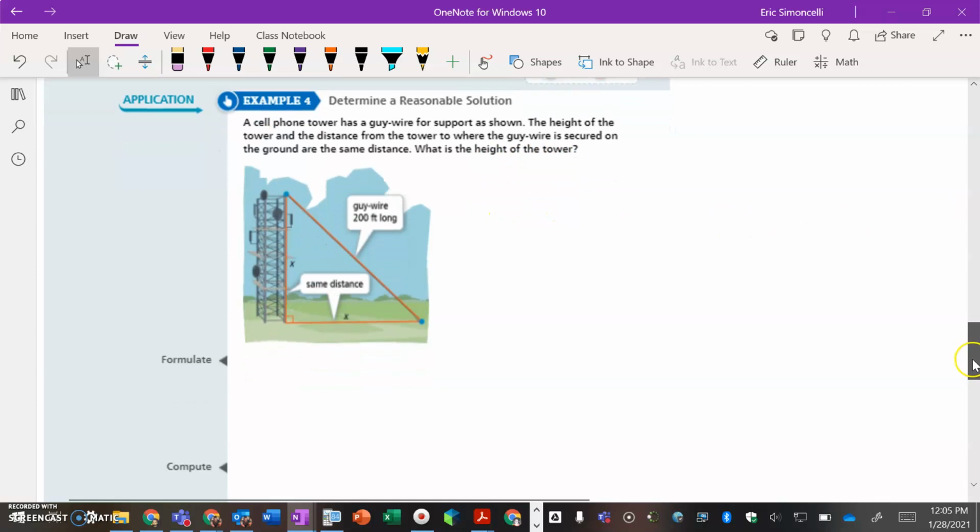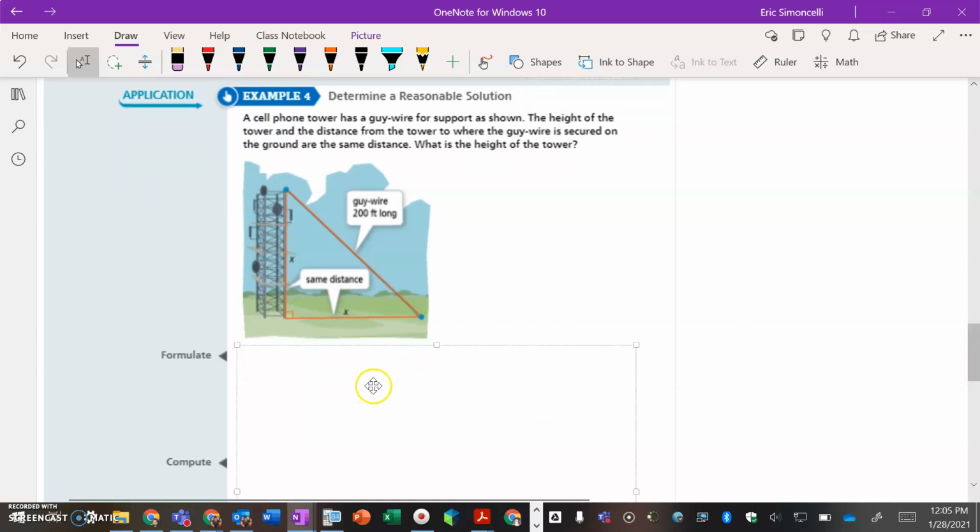Okay. So we'll start as usual with formulating, but please take a look at the picture just to give yourself some perspective. These two distances are the same, and they've depicted it in this right triangle. More specifically, this, what we call a leg, is x, as is this leg, also x. Again, same distance. The guy wire, as you see here, we also call the hypotenuse of this right triangle. You may remember that from past learning experiences in math.